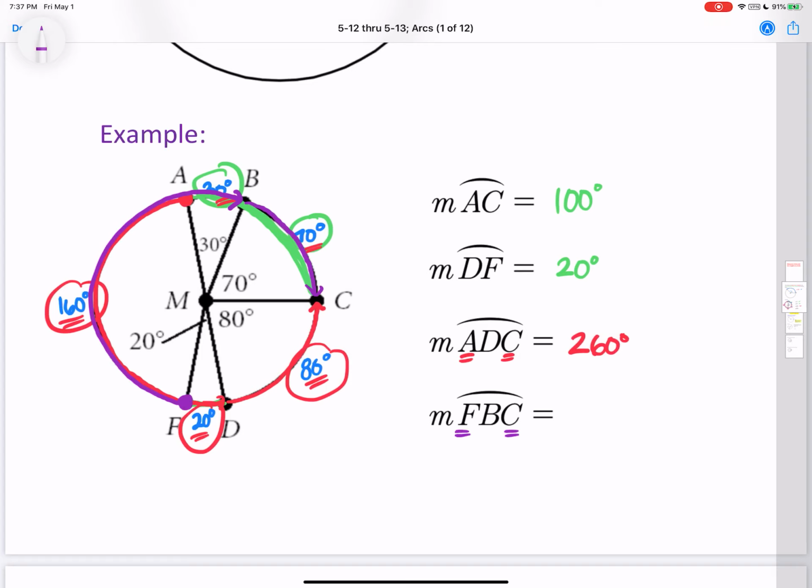We could go ahead and add up, starting off with point F to A, that's 160, and then we have our 30, and then we have our 70. We could add those up together, or we could go ahead and once again take 360 and minus these two angles, the 20 and the 80, and that turns out to be 260 degrees as well. Okay, so that's basically the measures of our arcs.